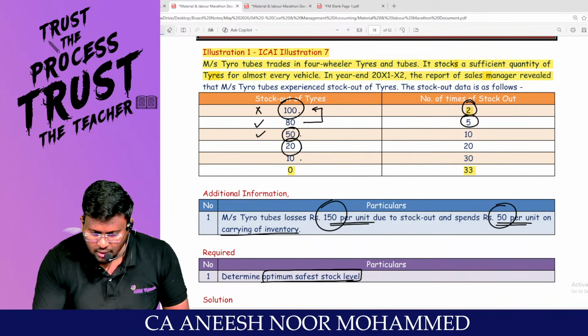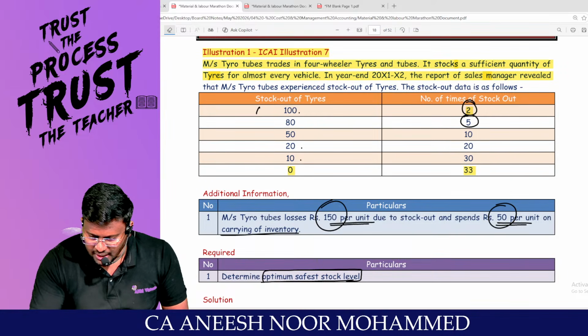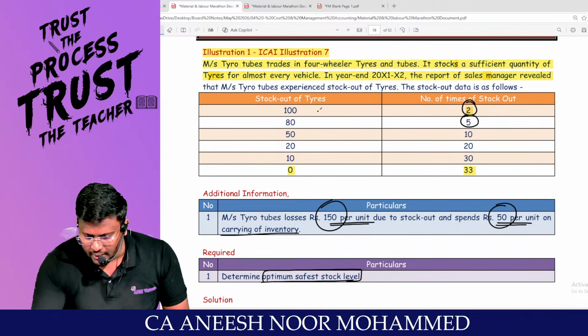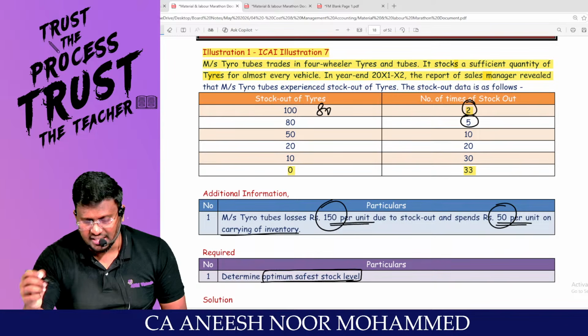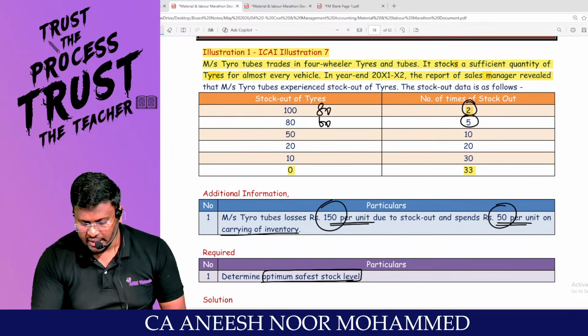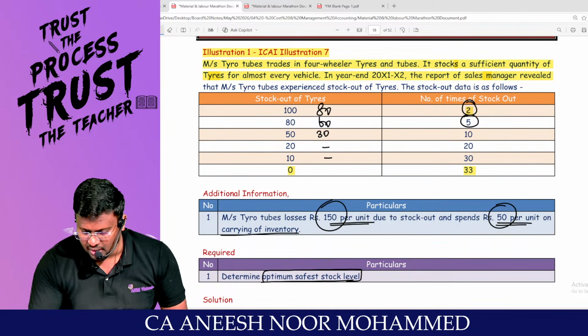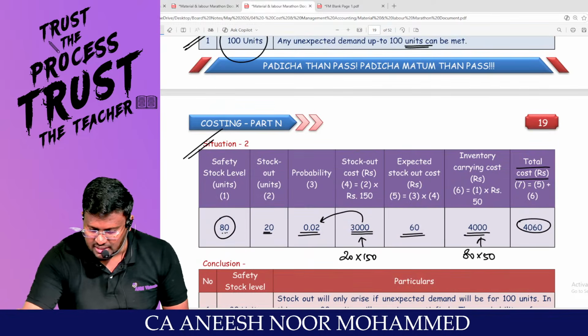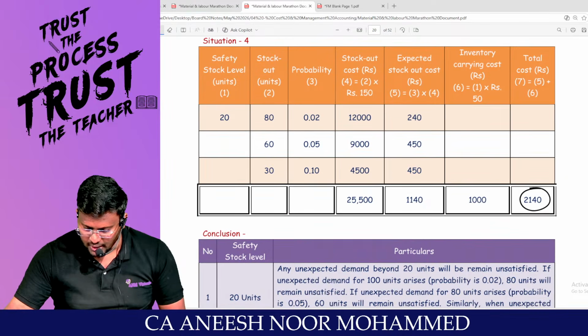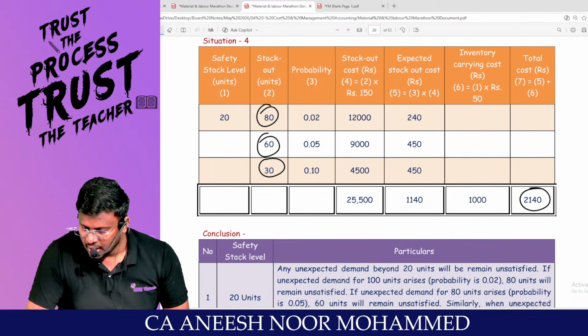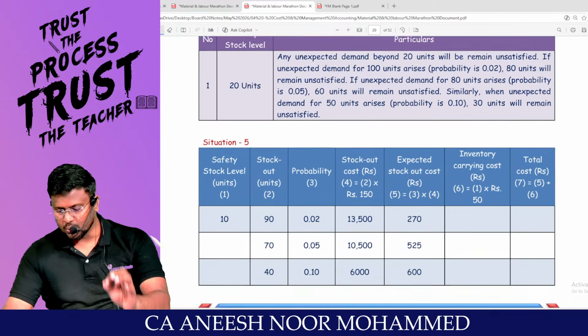If it is 20, you tell me, if someone is coming and asking 100 units, I can't deliver 80 units. If someone is coming and asking 80 units, I can't deliver 60 units. If someone is coming and asking 50 units, I can't deliver 30 units. If someone is coming and asking 20, I can deliver. So 80, 60 and 30 is the calculation. That's what I've done here, 80, 60 and 30. That's the minimum, 2,140.